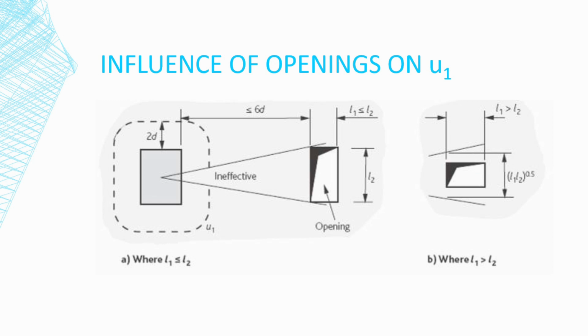Openings in slabs for services or other reasons need to be taken into account when calculating the control perimeter. Openings up to 6D away from the column face need to be accounted for, as they influence the length of the control perimeter, and hence the area over which the shear force is dissipated. The Eurocodes also provides guidance for this, which can be seen here.